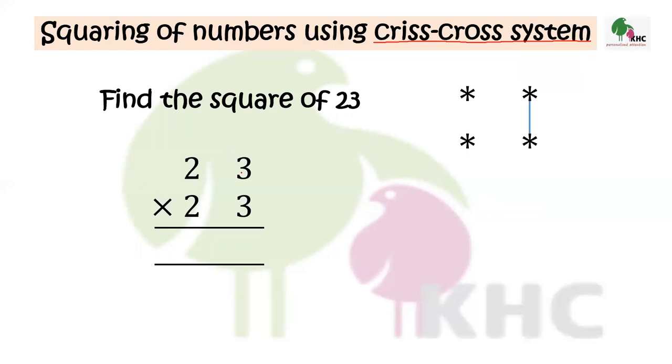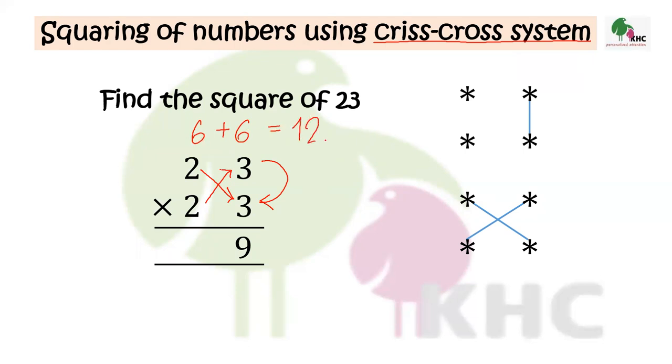So, firstly we deal with the units digit. 3 times 3 is 9. After that, we crisscross the numbers. So 2 times 3, 2 times 3. While squaring, you get the same sum, isn't it? Now 6 plus 6 is 12. So you write down 2 and you carry 1.